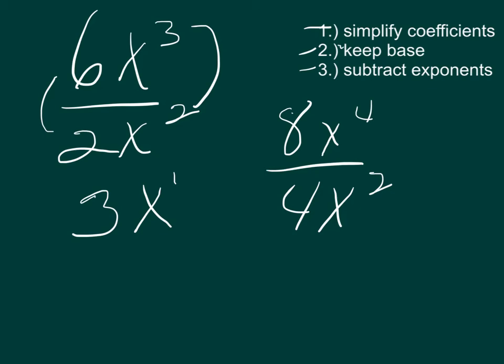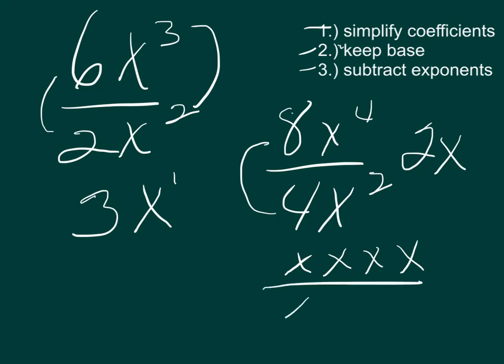So let's look at our rules again. Let's simplify our coefficients. 8 divided by 4 is 2. And we're keeping the base of x. And again, we're subtracting our exponents. Now, if I want to come down and do it this way, as opposed to simply subtracting like we did over here, I could do that. I could make my pairs, and I still have x to the second power.